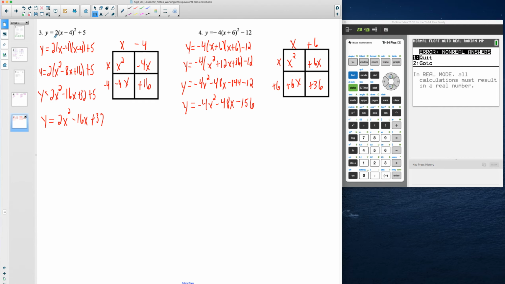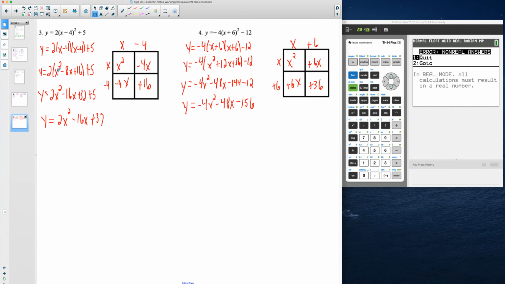So once again, leave that a value on the outside. X minus 4 squared is x minus 4 times x minus 4. So you can see I brought that over to our area model. X times x is x squared. X times negative 4 is negative 4x. Negative 4 times x is negative 4x. Negative 4 times negative 4 is a positive 16.